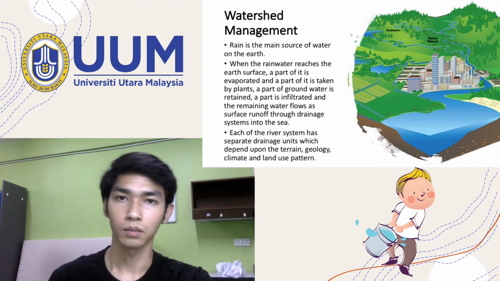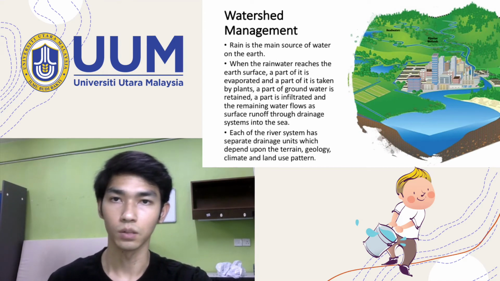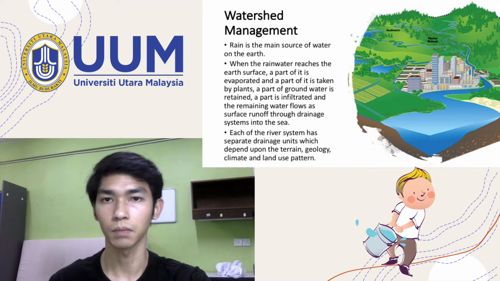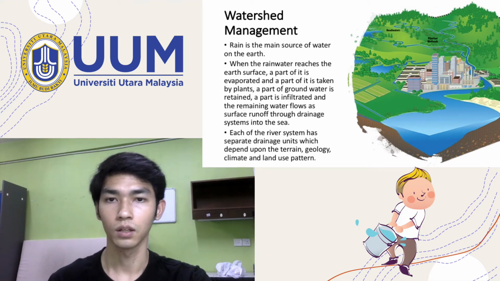So the last major problem of water management in Malaysia is watershed management. Rain is the main source of water on the earth. When the rainwater reaches the earth's surface, part of it evaporates and part of it is taken by plants. A part of it is retained as groundwater, a part is infiltrated, and the remaining water flows as surface runoff through the drainage system into the sea. Each river system has separate drainage units which depend upon the terrain, geology, climate, and the land use pattern.